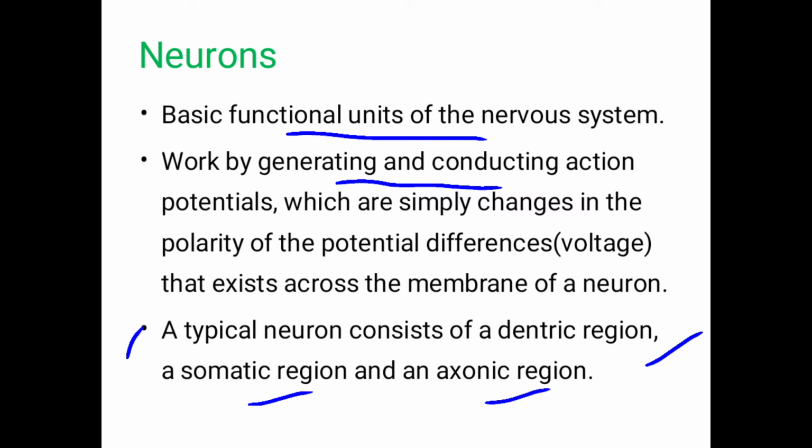The other part is the axonic region. The axonic region consists of the axon. The longest part of the neuron is the axon, and the tip of the axon is branched like a tree, and the branches are known as axonites. The tip of the axonites is called the synaptic knob or the terminal button.